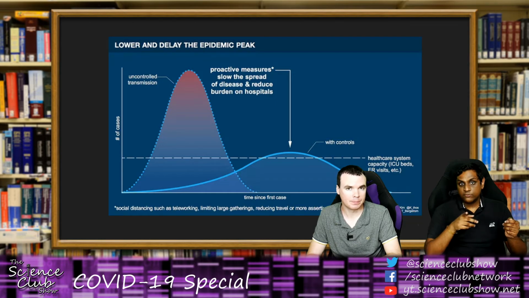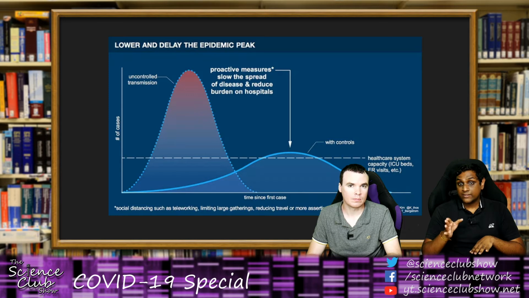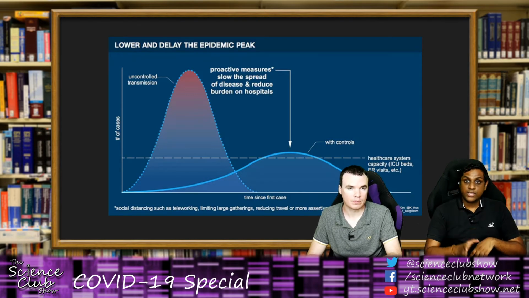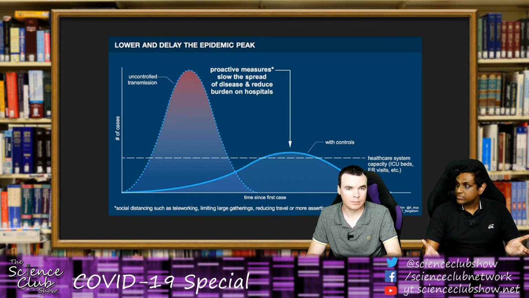If you've noticed, there's a little dotted line that goes across the graph. That is the important line here. That is the capacity of your local healthcare. And why that's important is that the biggest issue now, as we've talked about in the episode, is the 6% fatality rate of the disease. A lot of that is actually due to a denial of access, essentially.